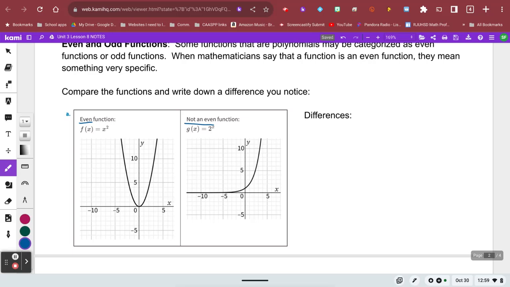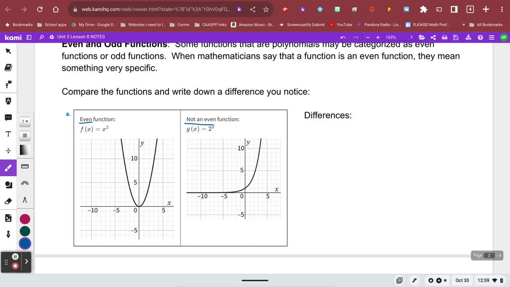We can see that the first one is a quadratic. The second one is an exponential. The one on the left, we can talk about end behavior like we did before. On the left one, as x goes towards negative infinity, it goes positive. And as x goes towards positive infinity, it goes positive.